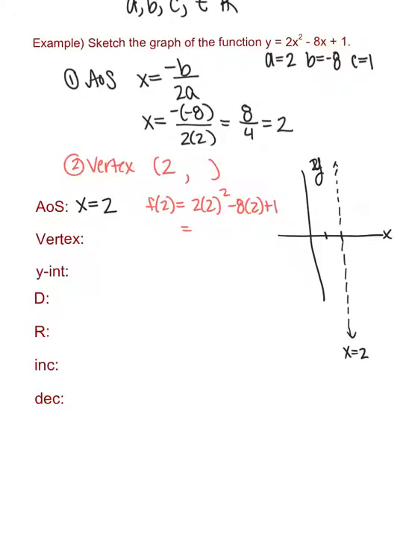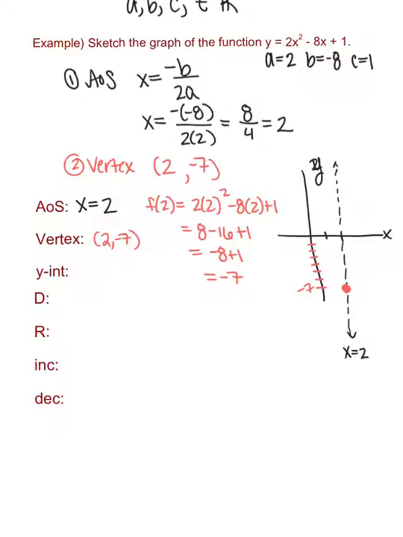So order of operations, I'll do the 2 squared first, which is 4, and 4 times 2 is 8, minus 8 times 2 is 16, plus 1. So I have negative 8 plus 1. The y value is negative 7. So I've got my vertex at 2, negative 7. So 1, 2, 3, 4, 5, 6. Here's negative 7, 2, negative 7.